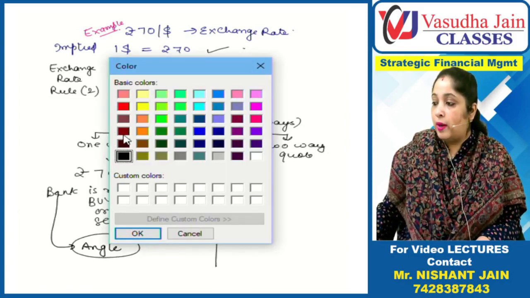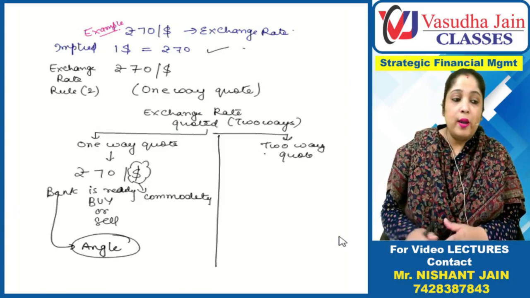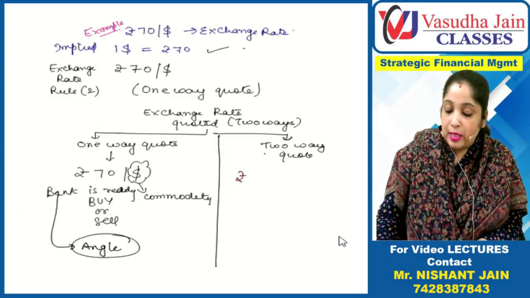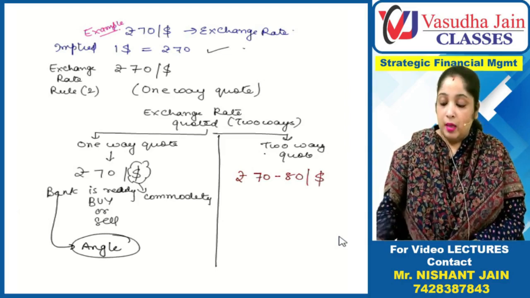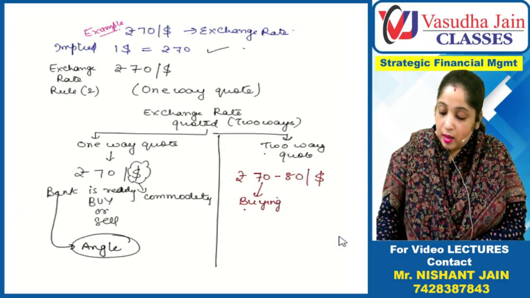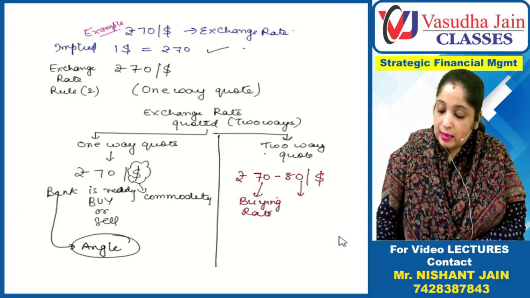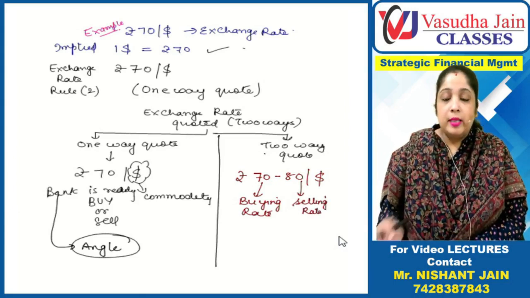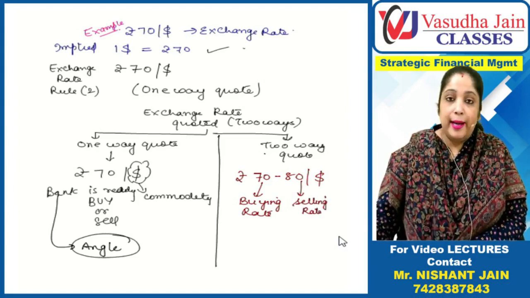Now two-way quotes. Two-way quote is what? Suppose I am writing like 70, 80 per dollar. Now this is a two-way quote. This is the buying rate and this is the selling rate. This is the rate of buying, this is the rate of selling.